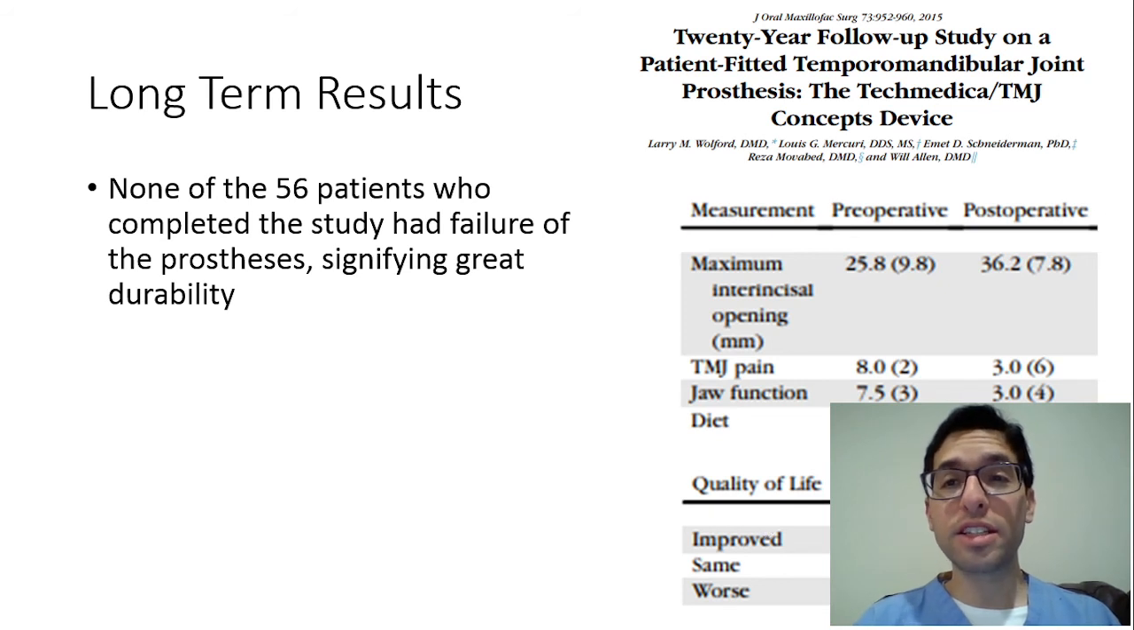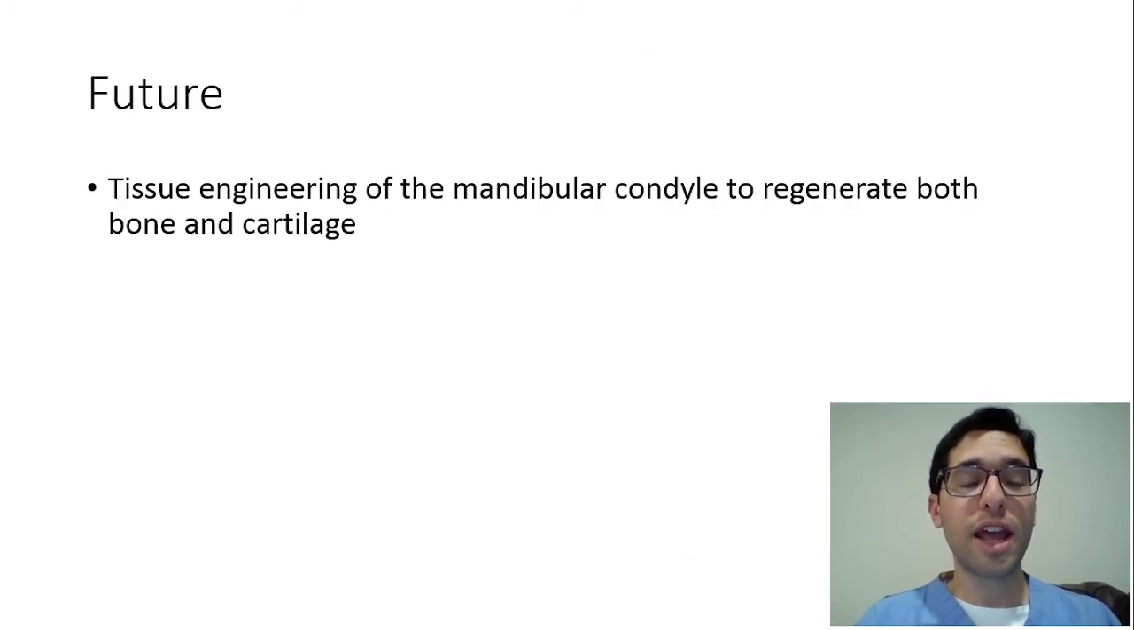How long does this Techmedica work, or the TMJ Concepts, how long does it work? Well, we don't know quite how long, but we do know, based on the first patients that Wolford and Mercuri worked on 25 years ago, all 25 of them, it's very impressive, all 25 of them are still functioning well. There were no failures. So the answer is we know it will last for at least 25 years. And in terms of the future, it's quite possible we'll have some kind of regenerative potential in tissue engineering, but we're not there yet.